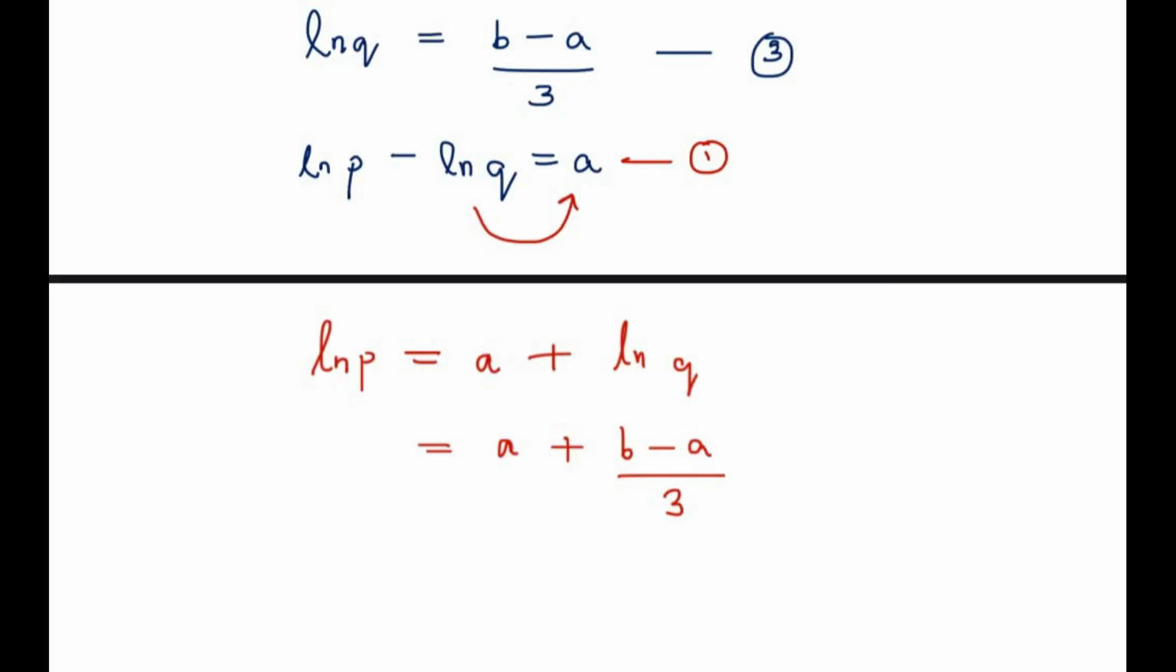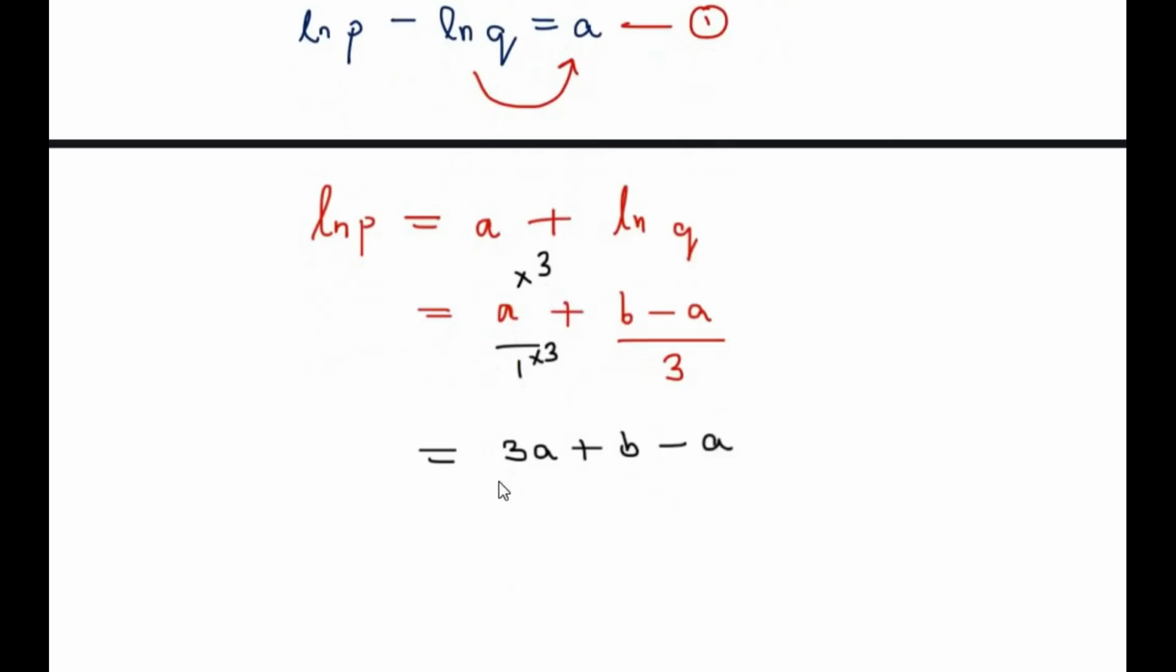Now here, let us take a common denominator or common LCM. This is of the form a over 1. So we are going to multiply a with 3 and 1 with 3 to get a common denominator as 3. So here we are going to get a times 3, that is 3a, plus b minus a. So this stays as it is and we get a common denominator as 3. So here basically we get ln p as 3a minus a. These are like terms, so they add up together to give us (2a plus b) divided by 3.